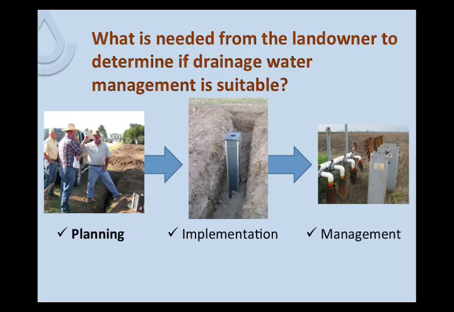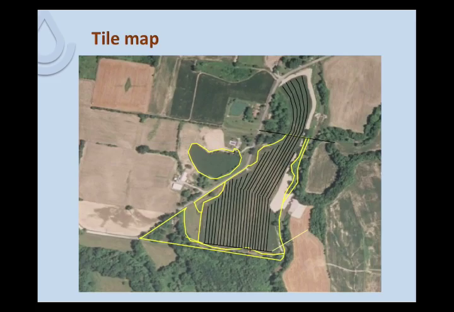What is actually needed from the landowner to determine if drainage water management is suitable? Any thoughts? One of the most important pieces of information that can be obtained is an existing tile map. Tile maps may be estimates of the location of mains and laterals. They may know the products that were installed in the field, and there may be estimates on the size of pipes that were utilized in those fields as well.